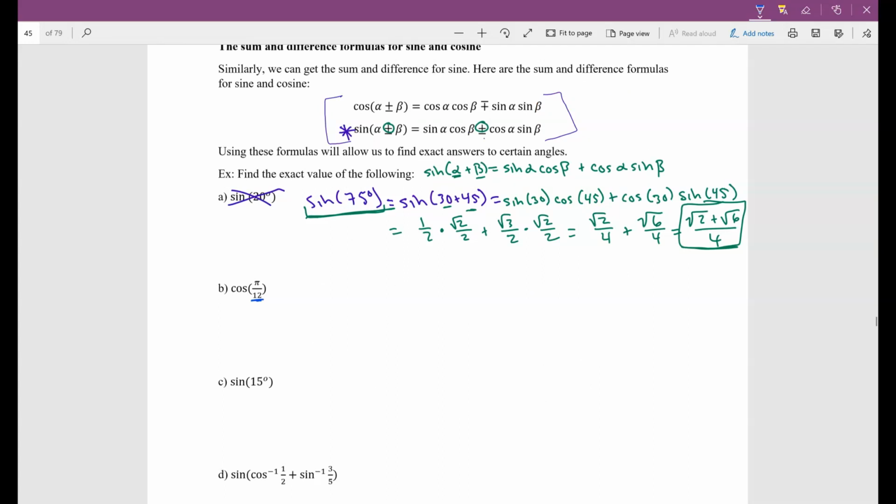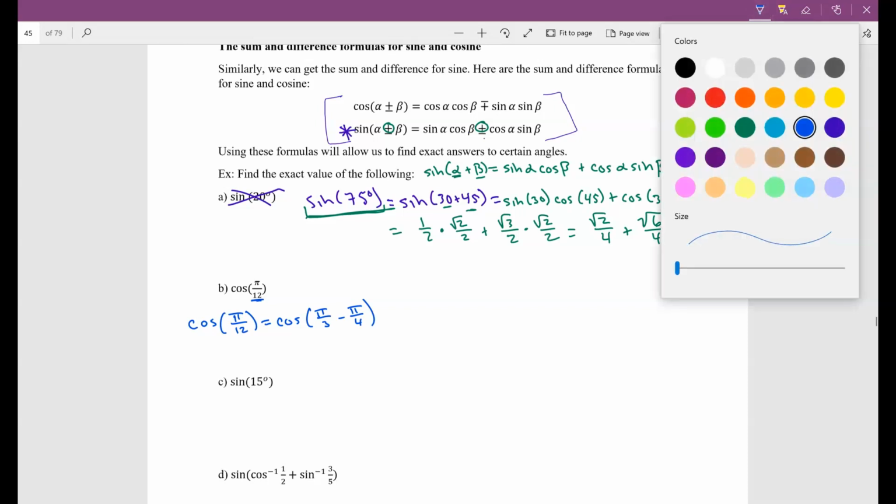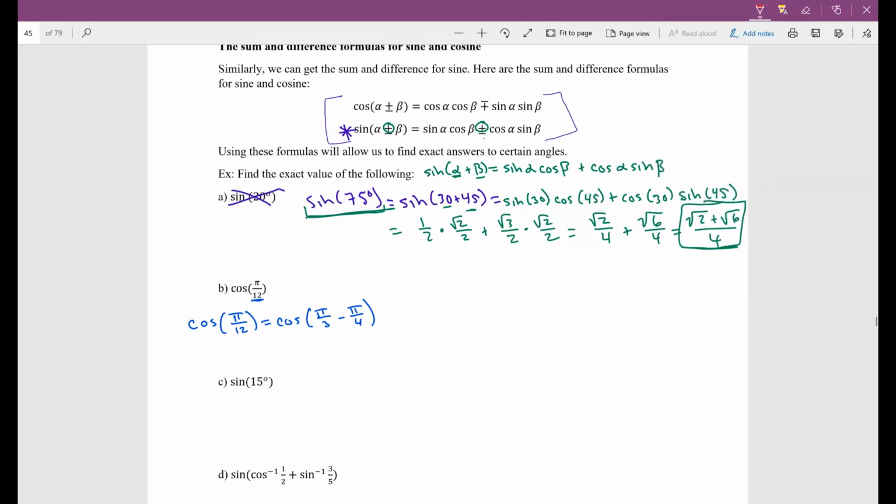So I'm going to use the subtraction, so the cosine of pi over 12 is going to be equal to the cosine of pi over 3 minus pi over 4. Let me write down the formula that we want to use. We want to use the cosine that's minus, so that means in this next one, we're going to use a plus. It's going to be the cosine of alpha minus beta is equal to the cosine of alpha, cosine of beta, plus sine alpha, sine beta.